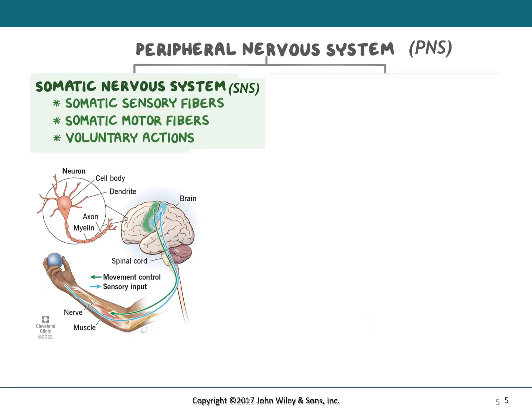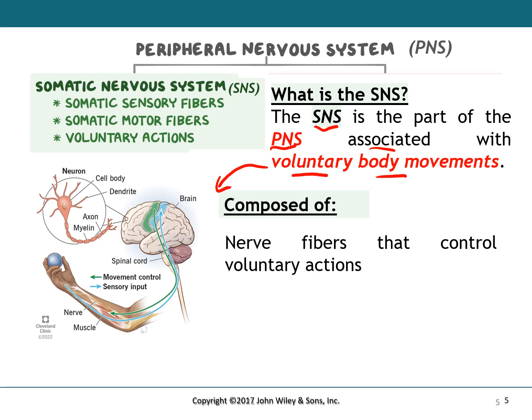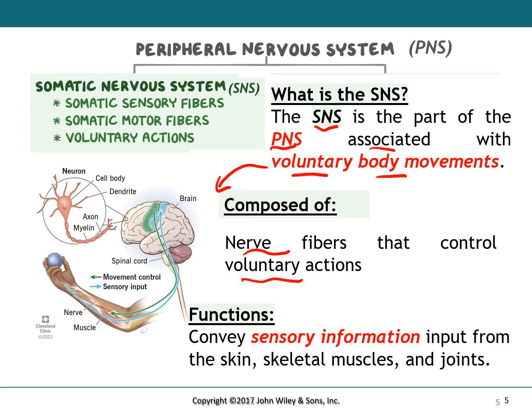So I told you three pieces of information. I told you that the somatic nervous system is part of the peripheral nervous system and is associated with voluntary body movements, similar to what I said with the baseball ball. I told you that it's composed of nerve fibers that control voluntary actions, and the function is they convey sensory information, similar to when you're looking at the ball, sensing the ball, all of that input information that comes from the skin, skeletal muscle, and joints, and they turn it into a motor response where you use these voluntary actions.